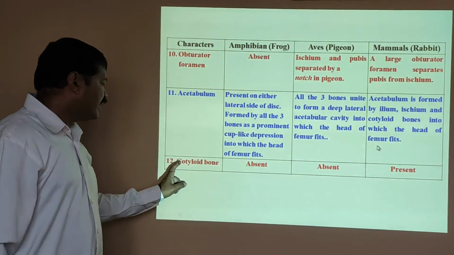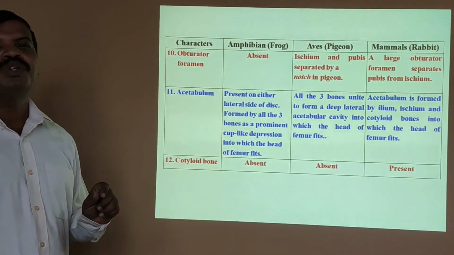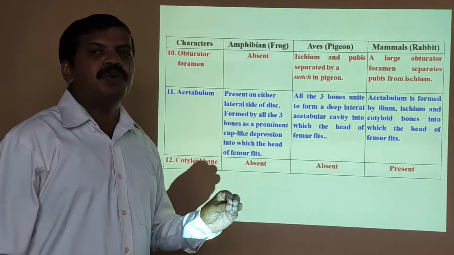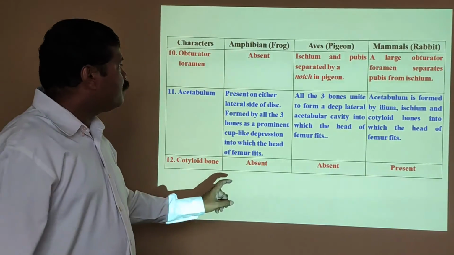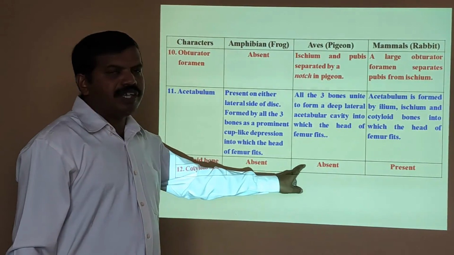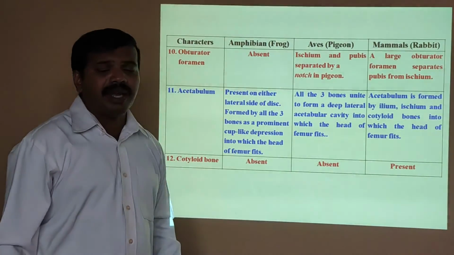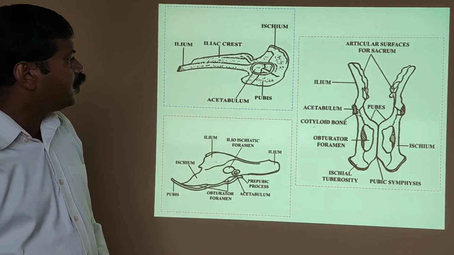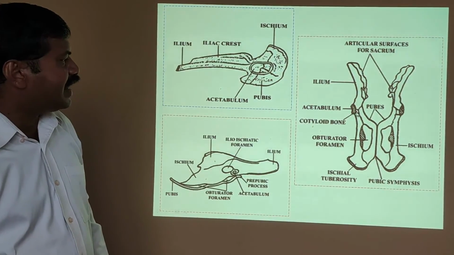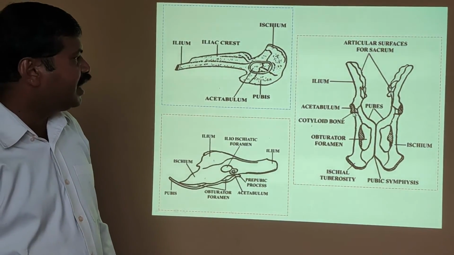Finally, the last one is the cotyloid bone. It is a small bone present only in case of the rabbit, and it is absent in frog as well as pigeon. In rabbit only, you can see a small cotyloid bone which is present nearby the acetabulum.